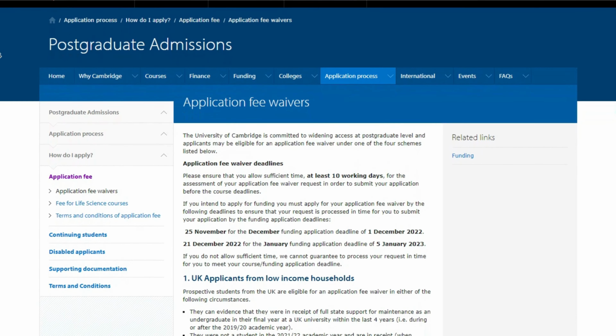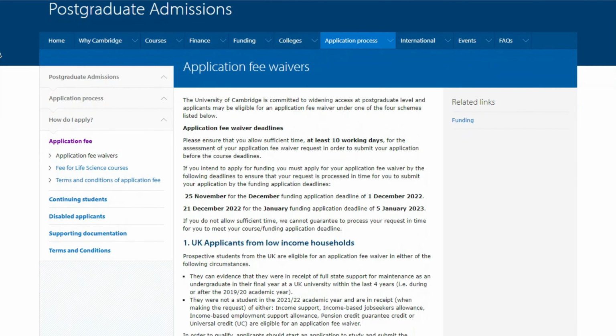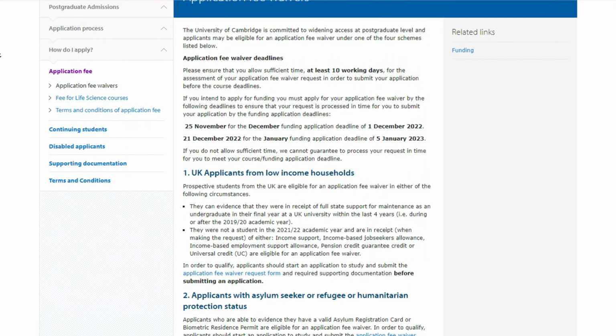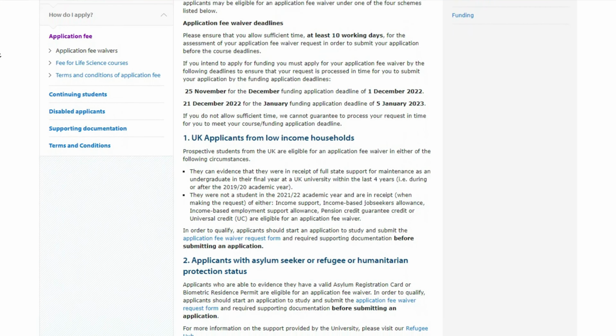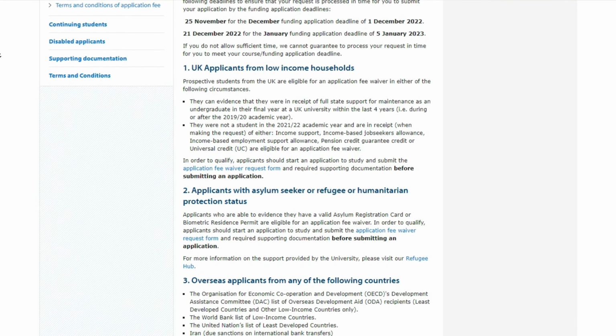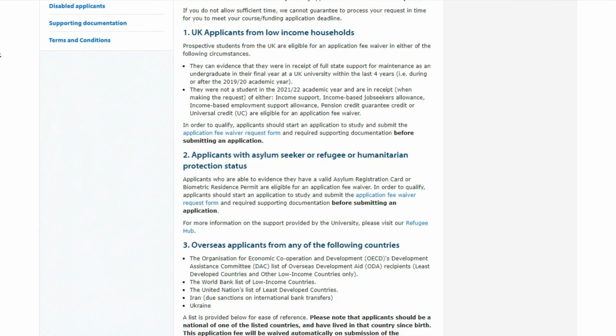So the University of Cambridge can waive the application fee for those applying from OECD countries. OECD stands for Organization for Economic Cooperation and Development. So if you are from any one of the countries under this organization, they will waive the application fee for you. And then there is the World Bank list of low income countries. If you are from any one of these countries, they would waive it for you.